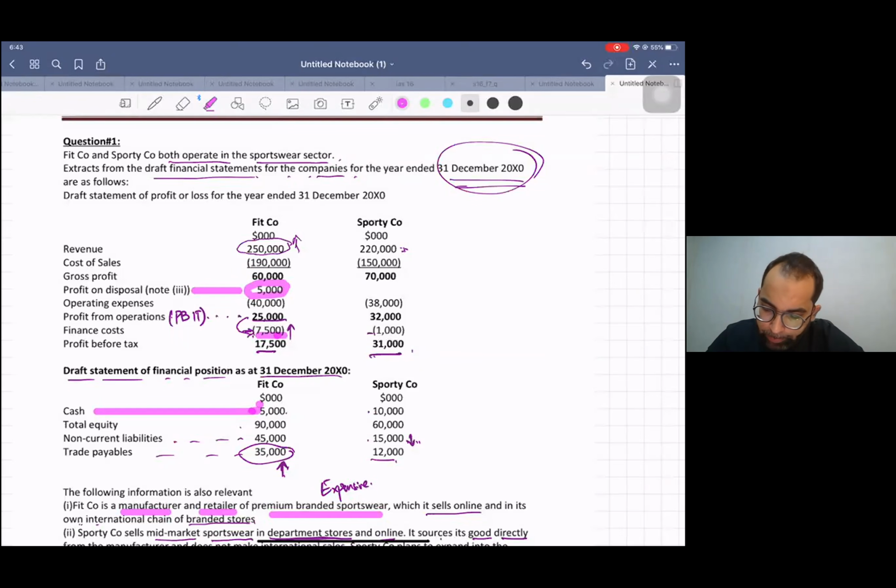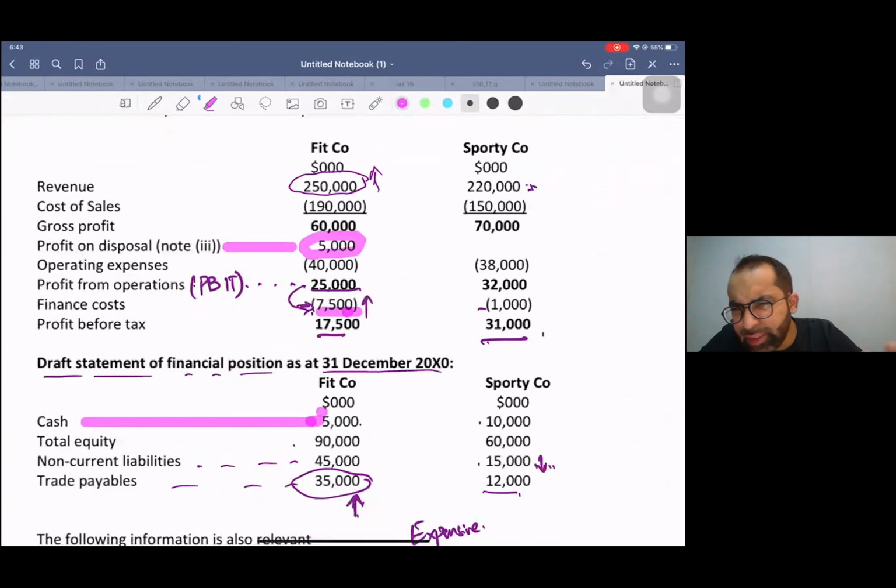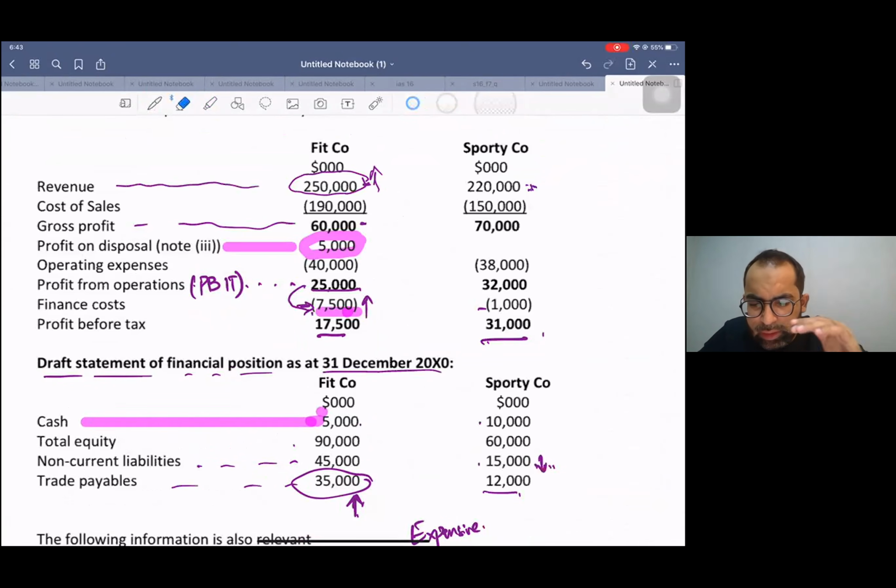Now, first of all, how do we calculate GP margin? Very simple. No tension, it's free marks. This is your GP, and this is sales revenue. So we'll do GP divided by sales into 100. Here 70 divided by 220, and here we'll do 60 divided by 250. So it's not a big deal at all. GP margin is simple.